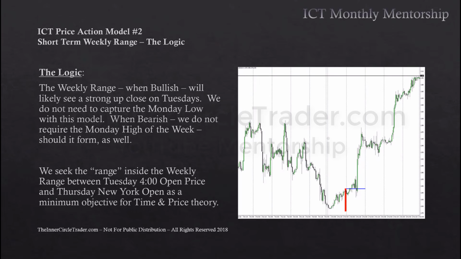Okay, so what's the logic behind this entire model? The weekly range, when bullish, will likely see a strong up close on Tuesdays. We do not need to capture the Monday low of the week if it forms at all on this model. Now, when bearish, we do not require the Monday high of the week either, should it form as well. We are seeking the range within or inside the weekly range between Tuesday, 400 candle, opening price, and Thursday's New York open as a minimum objective for time and price theory.